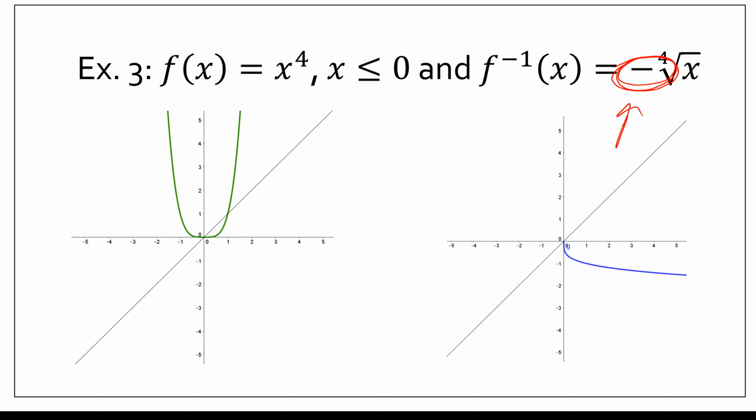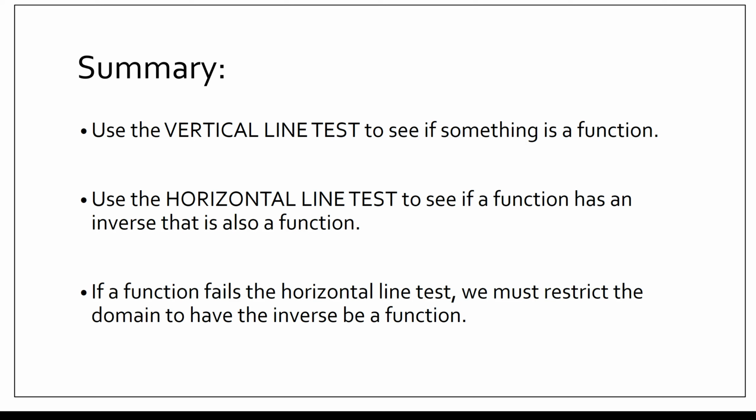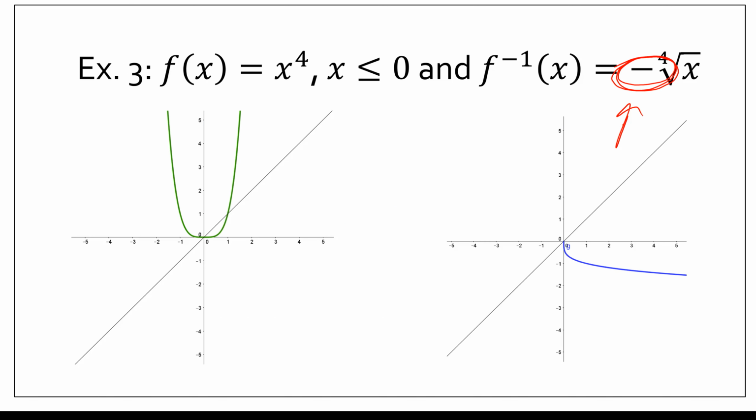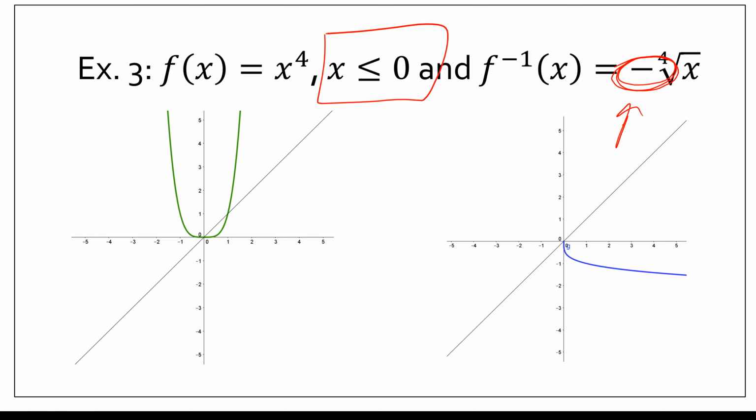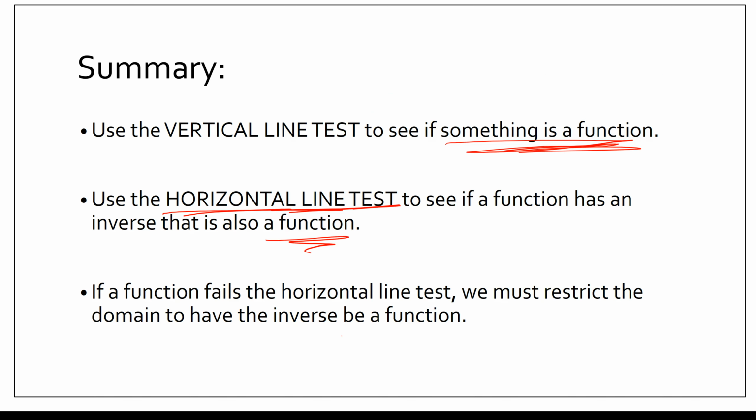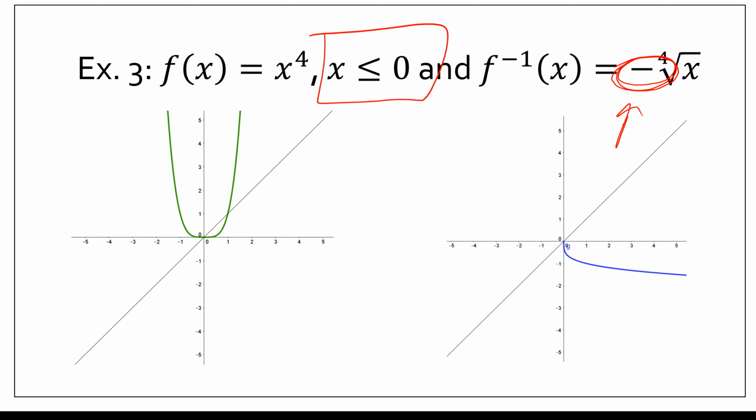So, just a couple reminders from this lesson. Use the vertical line test to see if something is a function, but if we look at a function, we can use the horizontal line test to see if that function is going to have an inverse that is also a function. And if a function fails the horizontal line test like here, we must restrict the domain like this in order to generate a function in my inverse like this.